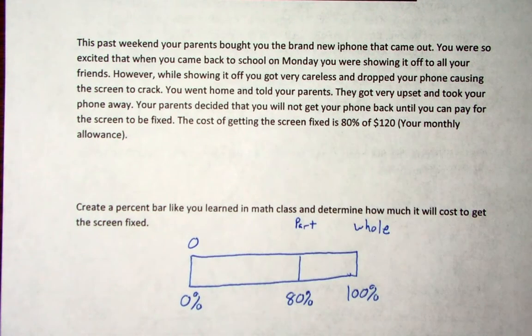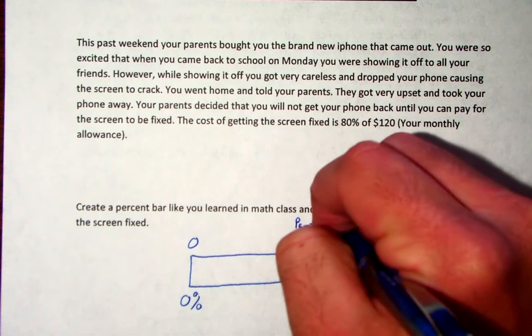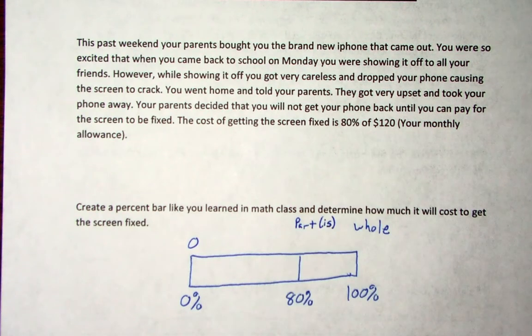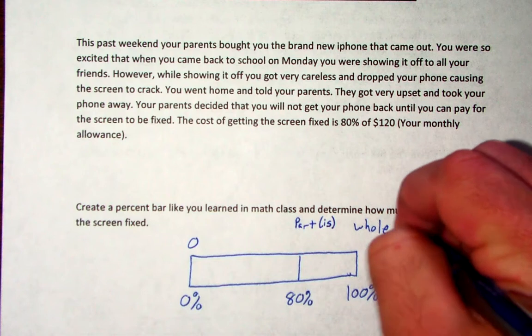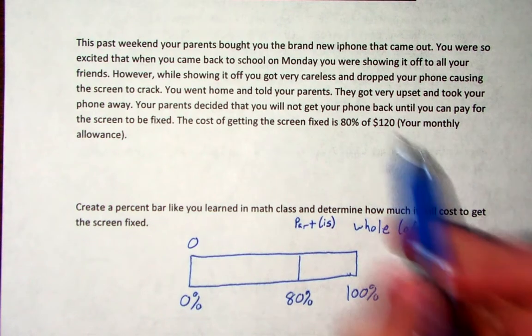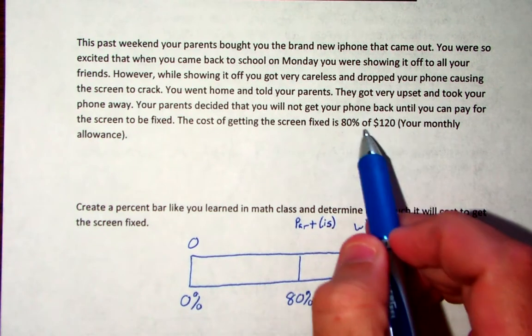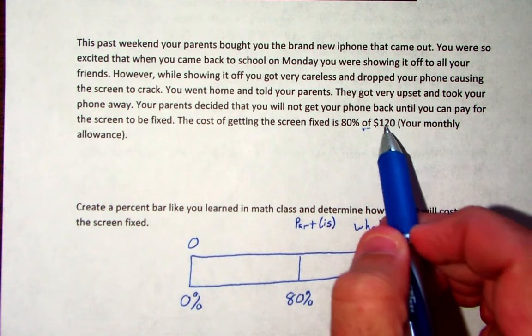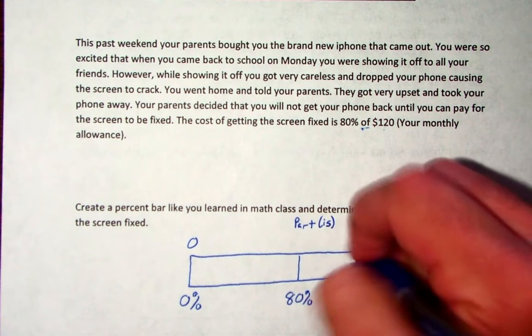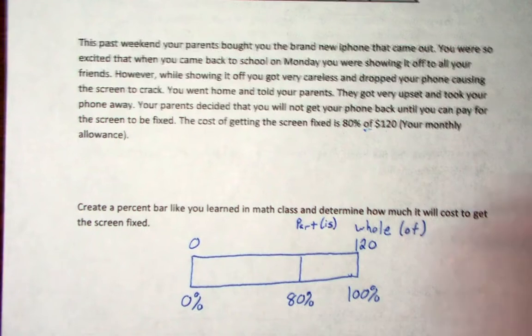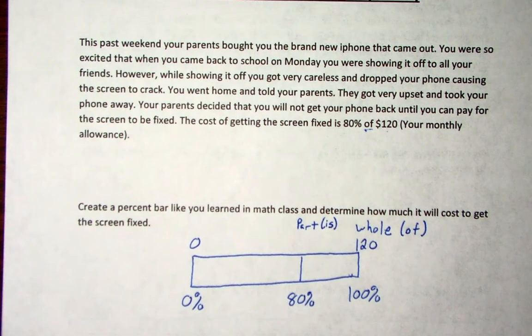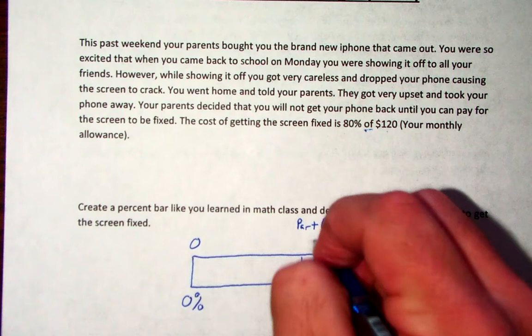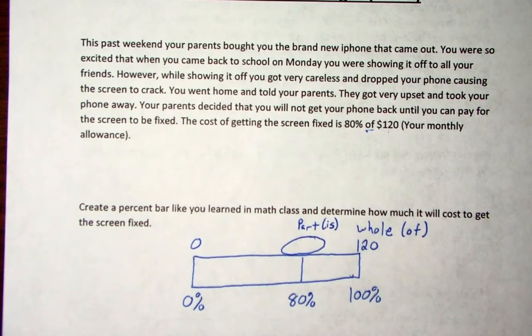Do y'all remember what my key vocabulary words were? Is goes with the part. Of goes with the whole. Now again, if you notice how it says of, and then you have a number, it represents the whole. So what we're trying to figure out is how much it's going to cost you. So this is what we're solving for, is the part.